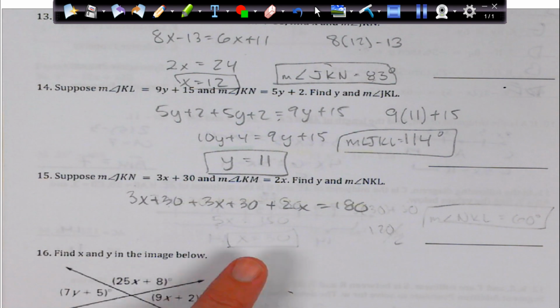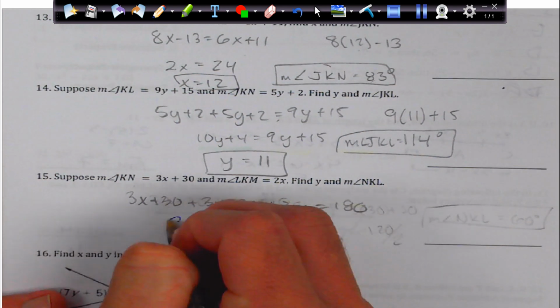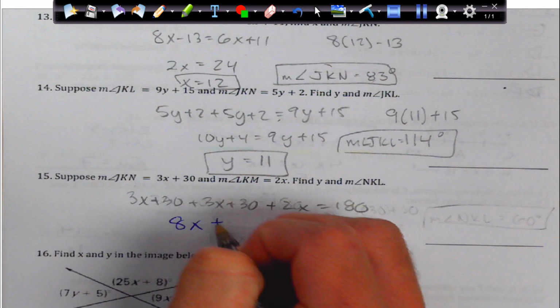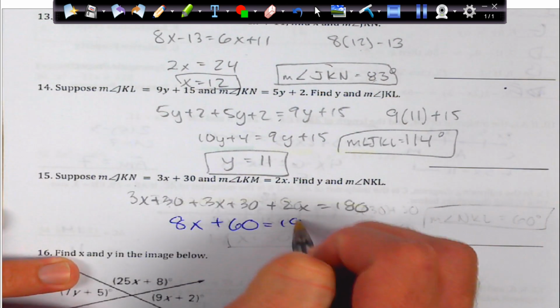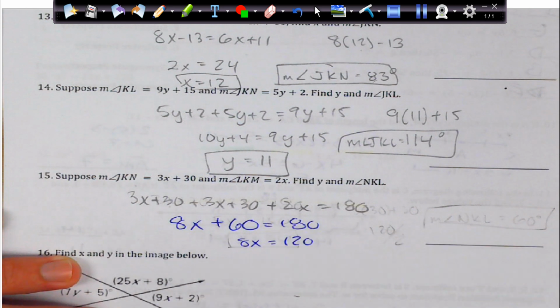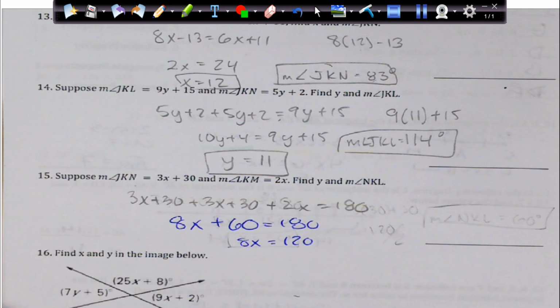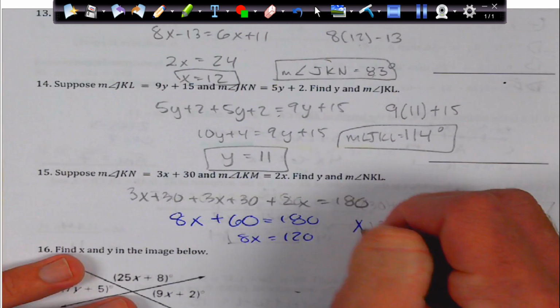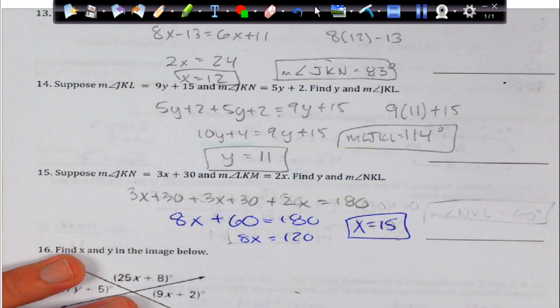I'll switch over to my pen. So 3x plus 3x plus 2x, that's going to give me a total of 8x. And 30 plus 30 is 60, equals that 180. Subtract the 60, and we should get 120. Okay. And then we're going to divide 120 by 8. Does that go in perfectly as much as I want it to? It does. X equals 15.